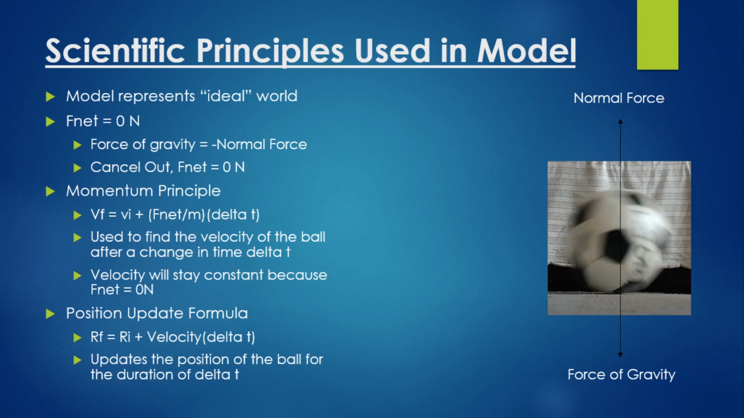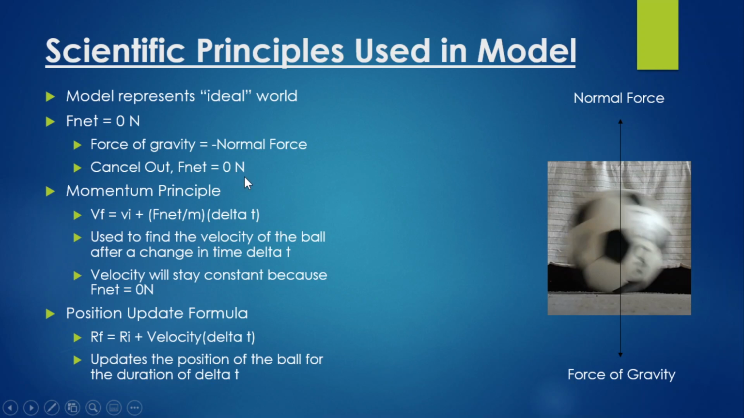So, scientific principles used in my model. My model is supposed to represent the ideal world of what would happen. And the net force is equal to zero, and how we realize that is that we ignore friction and air resistance, so the only two forces are the force of gravity and a normal force, which are equal and opposite, so they cancel, giving a net force of zero.